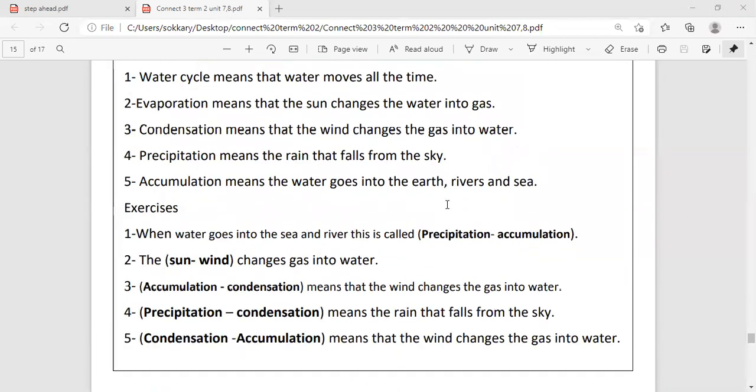We have some questions. Anas Abdurrahman, read question number one. When water goes into the sea and river, this is called precipitation. Look, precipitation means the rain that falls from the sky, but the water that goes into the sea and rivers is accumulation. Excellent. Thank you.